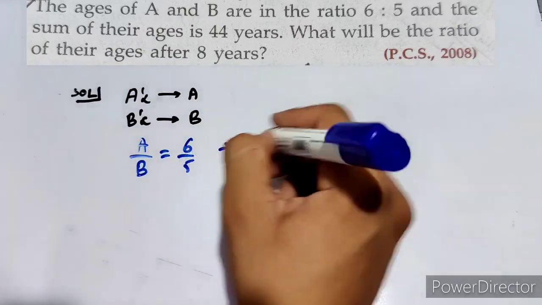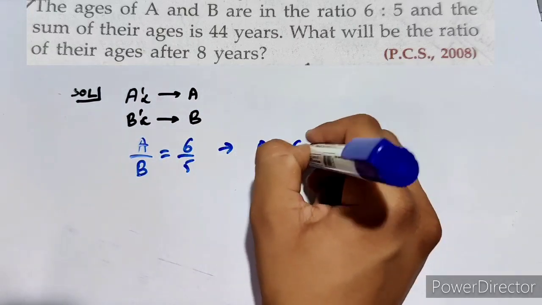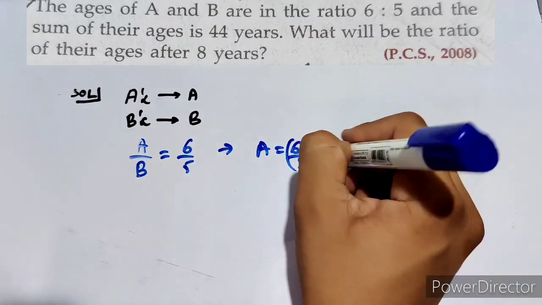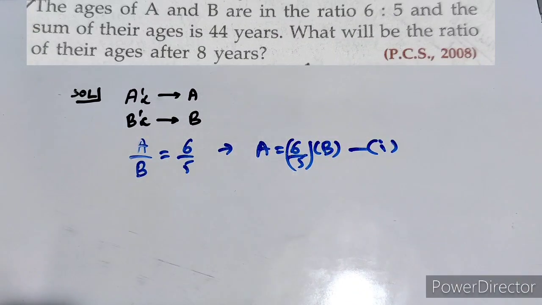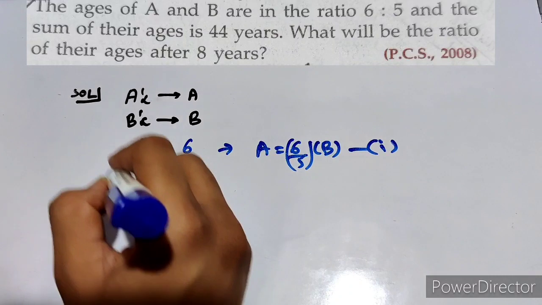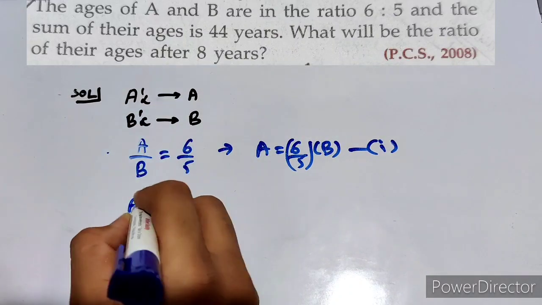This gives us first equation, A equals 6/5 of B. And second thing which is given is sum of their ages is 44 years. So sum of the ages is 44.